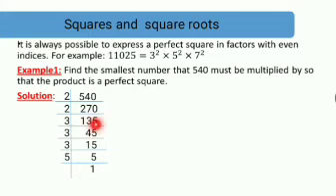So 2 cannot go here again. So 3 can go. 13 divided by 3 is 4, remainder 1. Then that 1 and 5 make 15. 15 divided by 3 is 5. So 3 can go again. 4 divided by 3 is 1, remainder 1. Then 5, making 15. 15 divided by 3 is equal to 5.